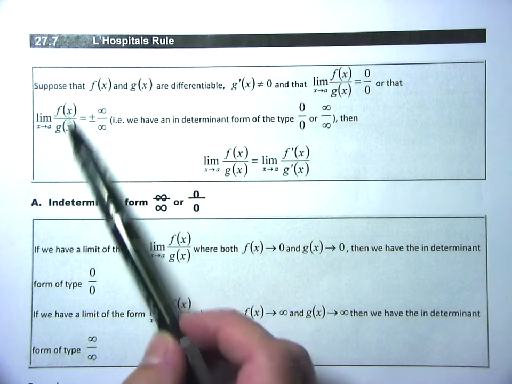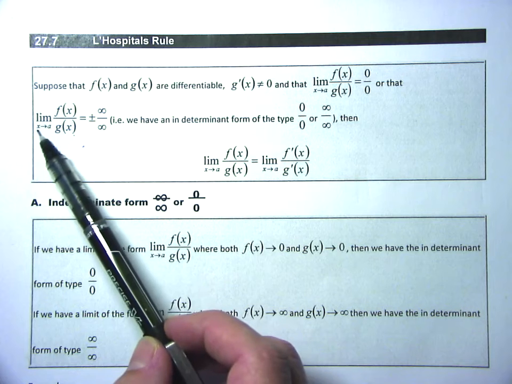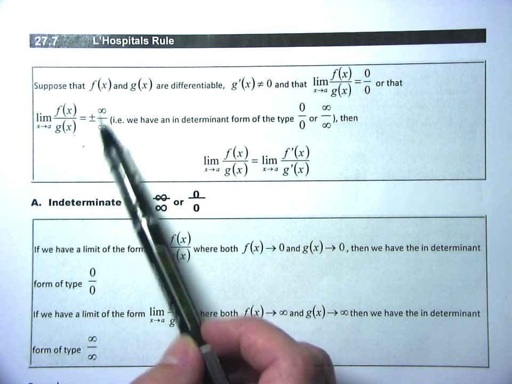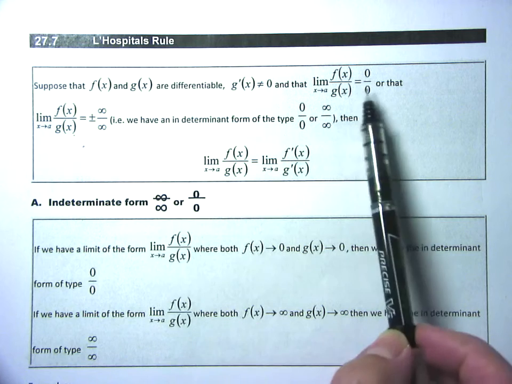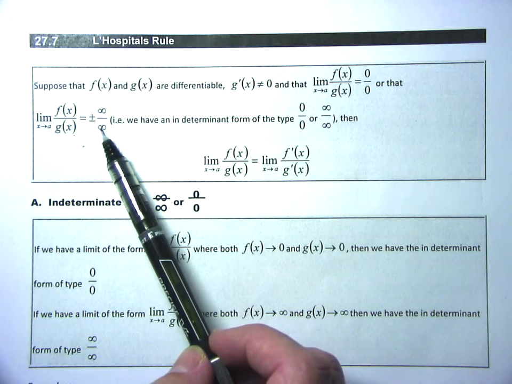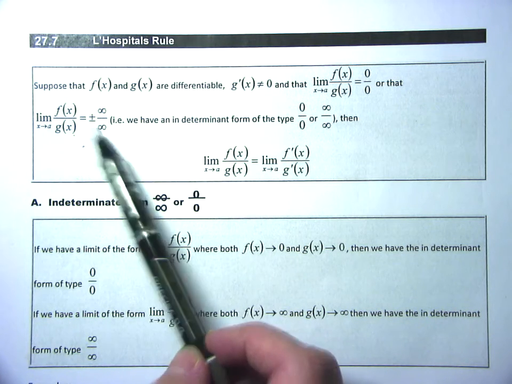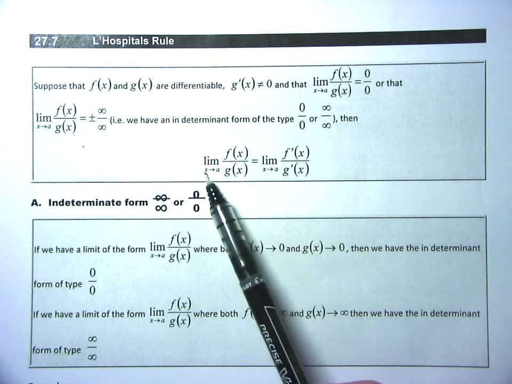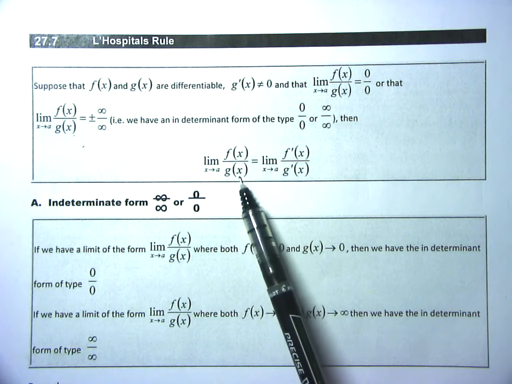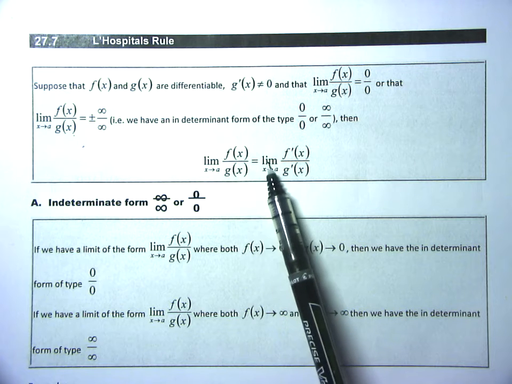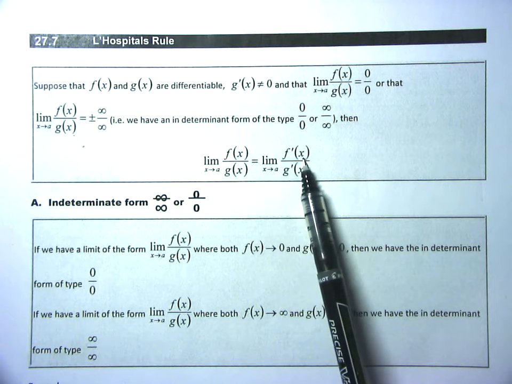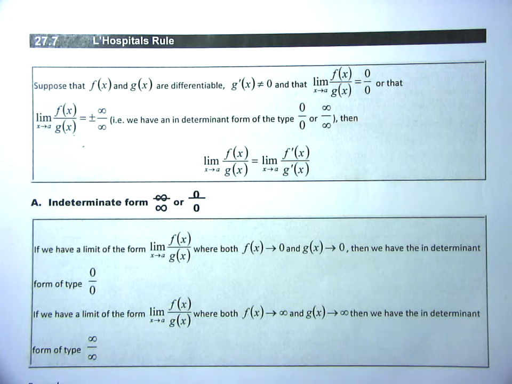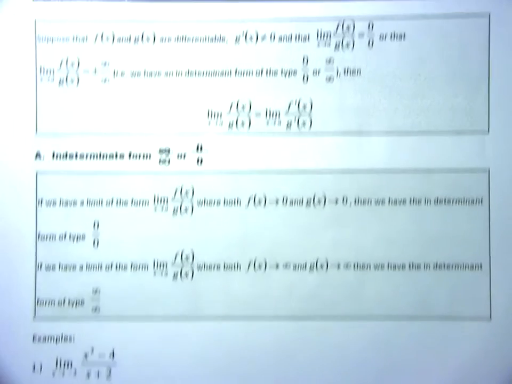The other indeterminate case we're going to look out for is when the limit as x approaches a of f of x over g of x is equal to either plus or minus infinity over infinity. Either one of these two forms is called an indeterminate form. If I am in this form, we may apply L'Hopital's rule, which says that the limit as x approaches a of f of x over g of x will be equal to the limit as x approaches a of f prime of x divided by g prime of x. Let's check quickly. Let's apply it.